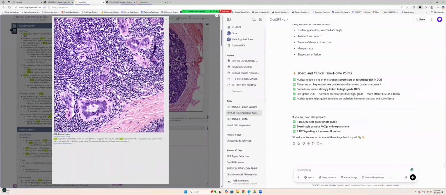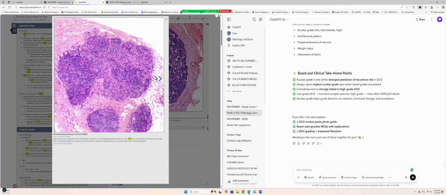There's this entity called DCIS clinging pattern. Right, the triple negative and difficult to recognize. DCIS adjacent to BRCA1 associated invasive cancer is only recognizable due to high nuclear grade. The associated lymphocytic infiltrate is commonly seen. This is more difficult, I would say. Nonsclerosing lymphocytic lobulitis. T-cell infiltrating normal appearing lobules can mimic DCIS.